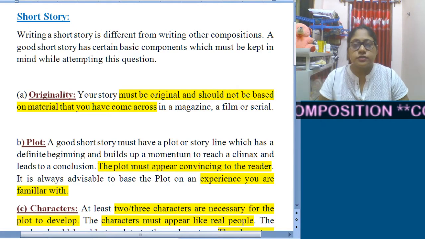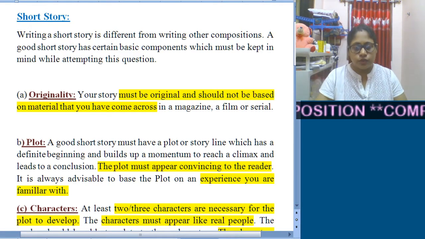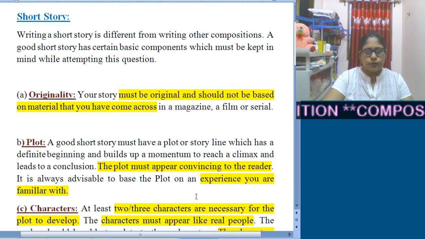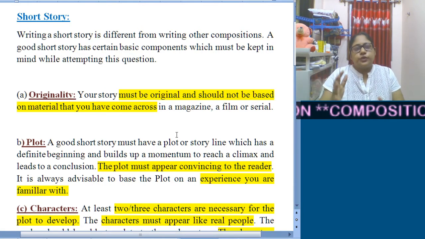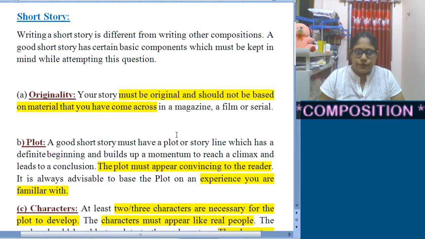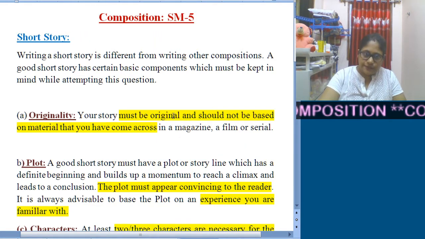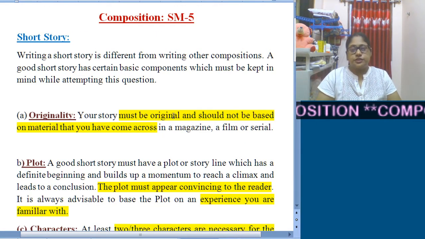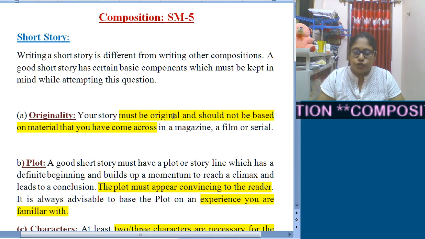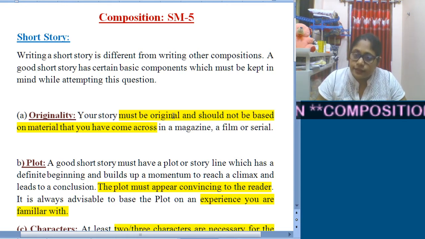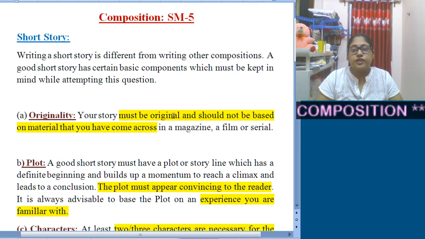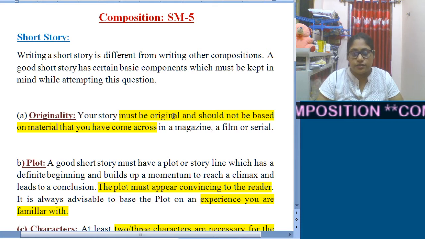Good morning, students. Today we will come to know about short story. Now, short story is a bit different from other types of compositions, because in short story there are certain basic components which we need to follow while attempting this question.